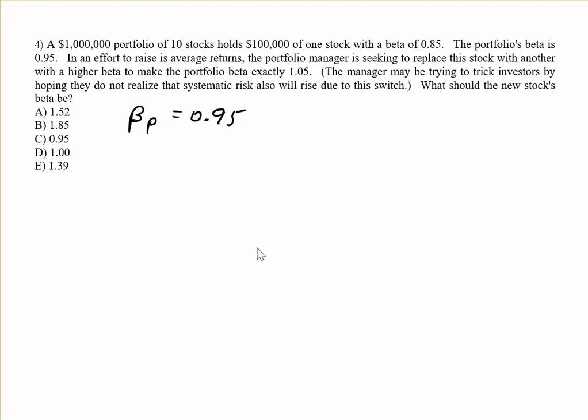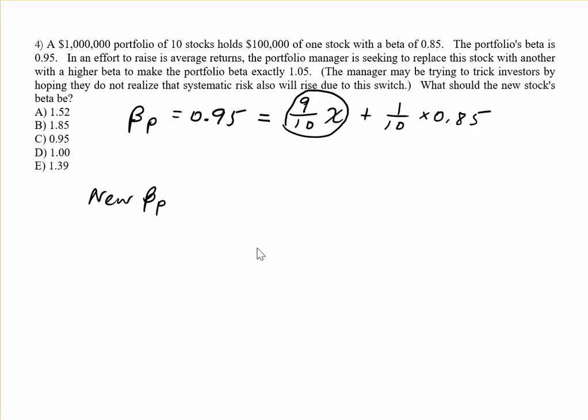So let's just start writing things down here. We know that the 0.95 beta is obtained by 9/10 of the other stocks' beta, and then 1/10 of this particular stock that has a beta of 0.85. And I did 1/10 in my head because it's 100,000 divided by 1,000,000. Let's solve for what this is, because we want to calculate the new stock's beta.